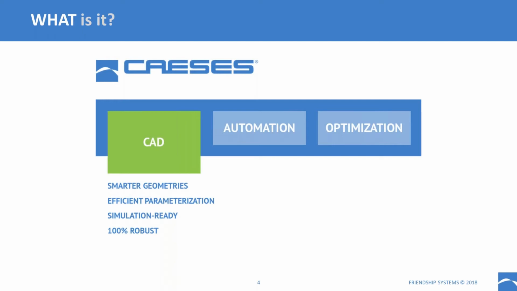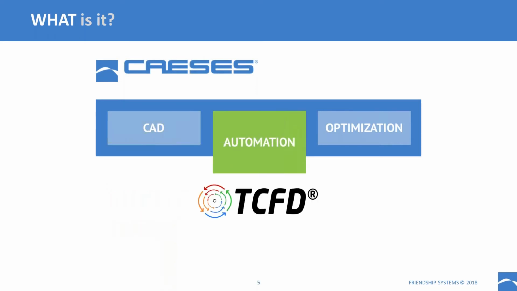We want the geometry to be ready for simulation so that it can be transferred directly from CAD to simulation without any manual or human interaction. And of course, we want it to be robust so that if we change parameters in an automated way, the geometry doesn't break down or doesn't fail to regenerate. That's the major component. And then we have the other things that we need to run an optimization. The first one is automation. So we want to connect to a simulation tool. We're talking about TCFD in today's webinar.